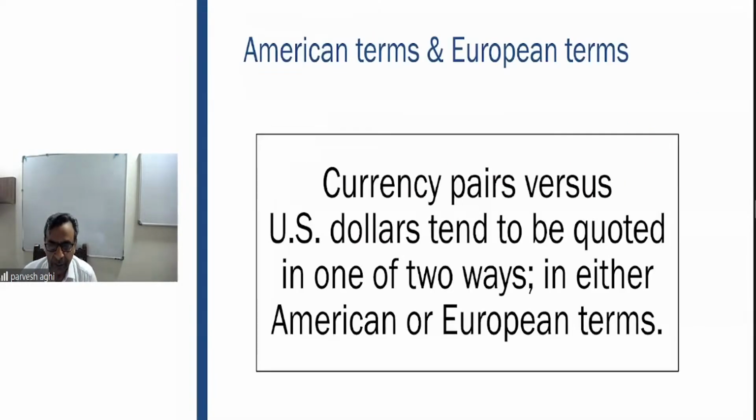Okay, let's understand. Currency pairs versus US dollar tend to be quoted in one of two ways, in either American or European terms. So we are talking about any currency pair versus US dollar. Remember, one of the currencies has to be US dollar.